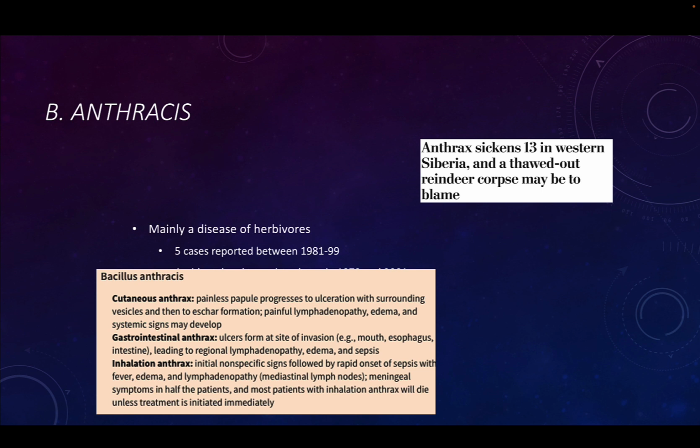Gastrointestinal anthrax is if you consume most likely a spore that then germinates or becomes vegetative in the GI tract. This can be fatal pretty commonly without treatment. And then inhalation anthrax is if you inhale the spores and they germinate in the respiratory tract, especially the lungs. Most patients with inhalation anthrax will die unless treatment is initiated immediately. The lungs, because of the edema toxin, fill with fluid. The lethal toxin destroys the cells and tissues, so it's irreversible lung damage.